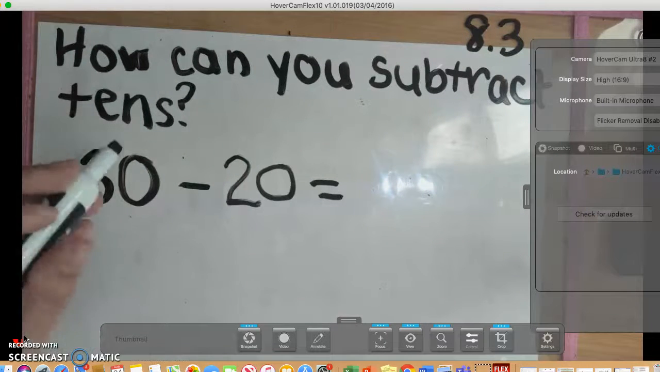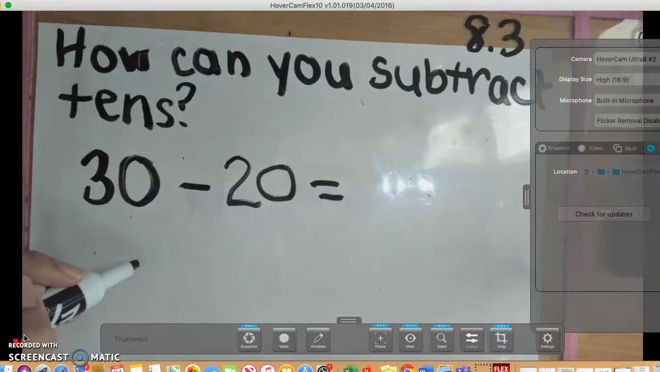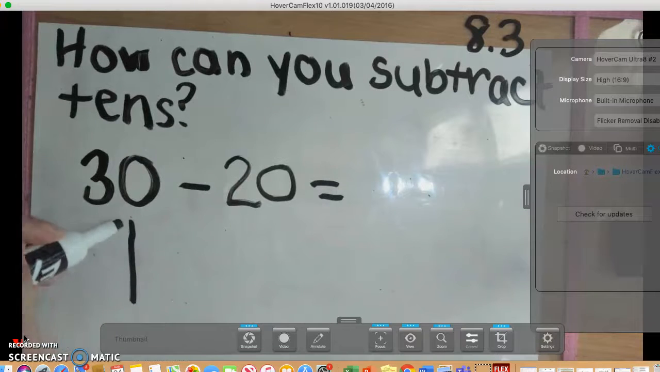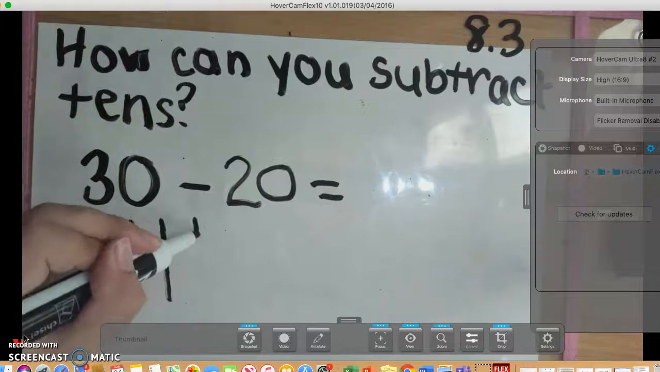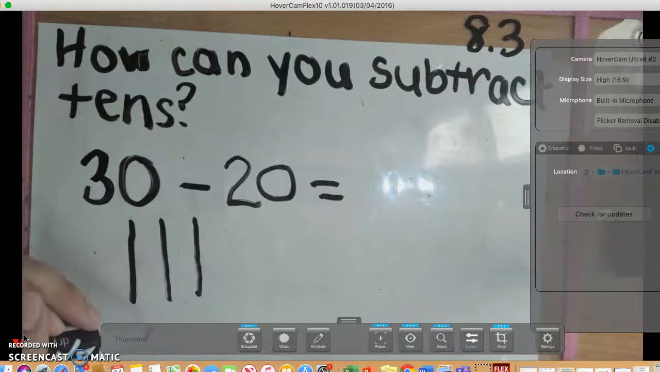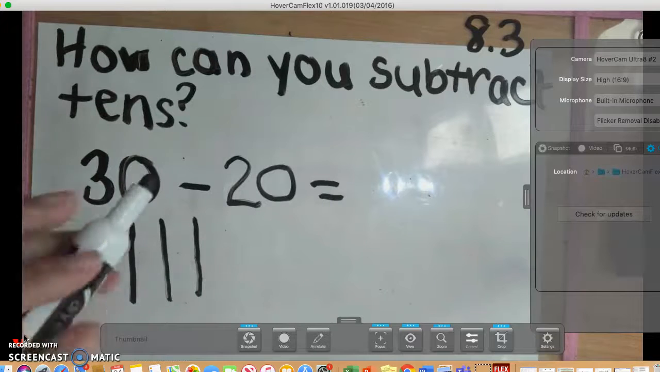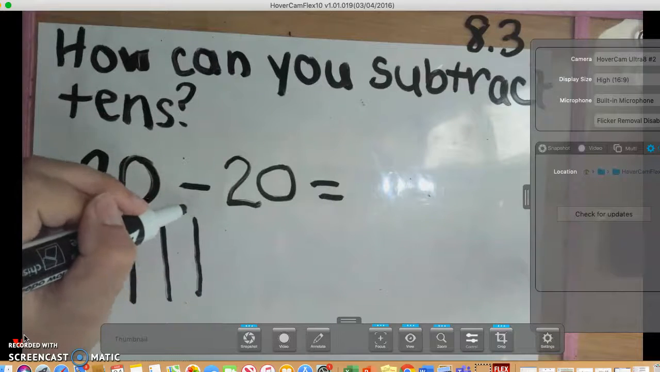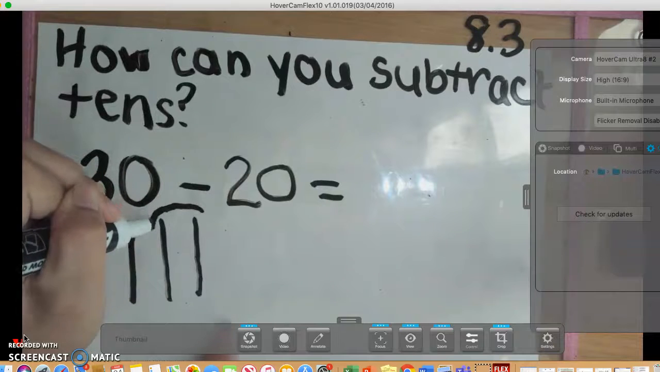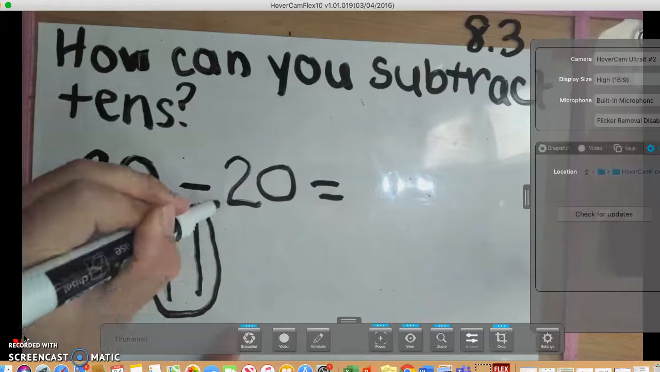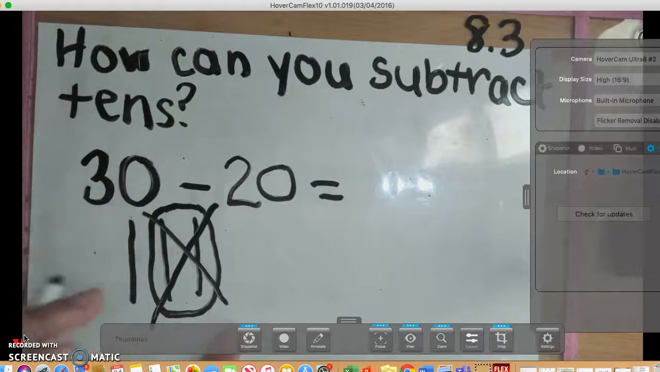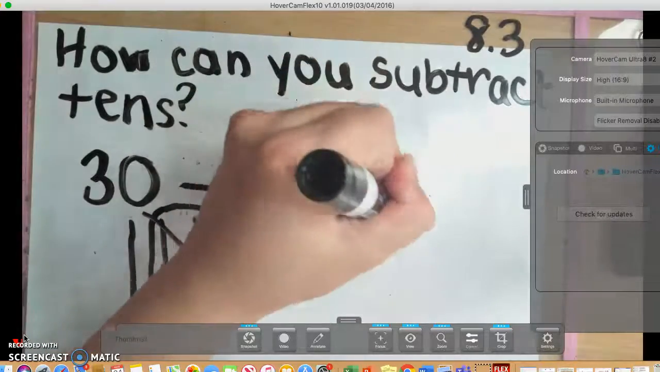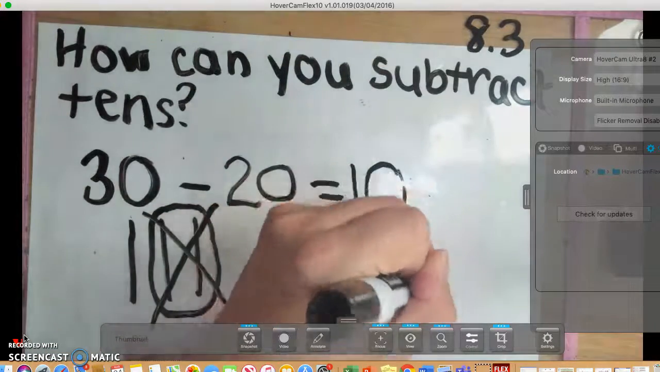So I'm going to draw my tens. Remember, I could draw a 10 stick. So I have 10, 20, 30. And I want to show how I subtract 20. So I'm going to circle the tens, 10, 20, that I'm subtracting, and cross them out. Now I find out that I have 10 small seashells left.